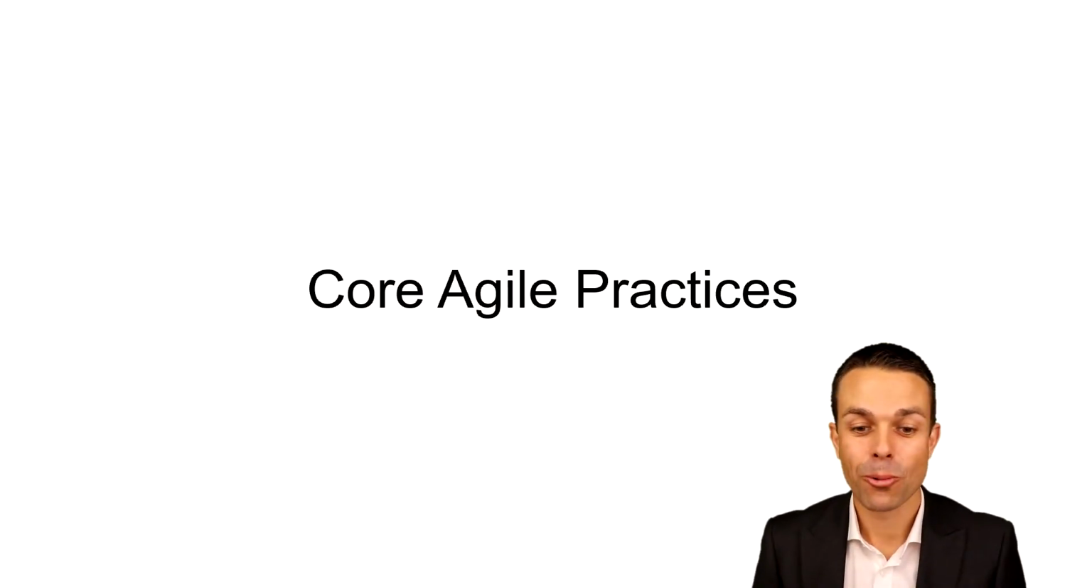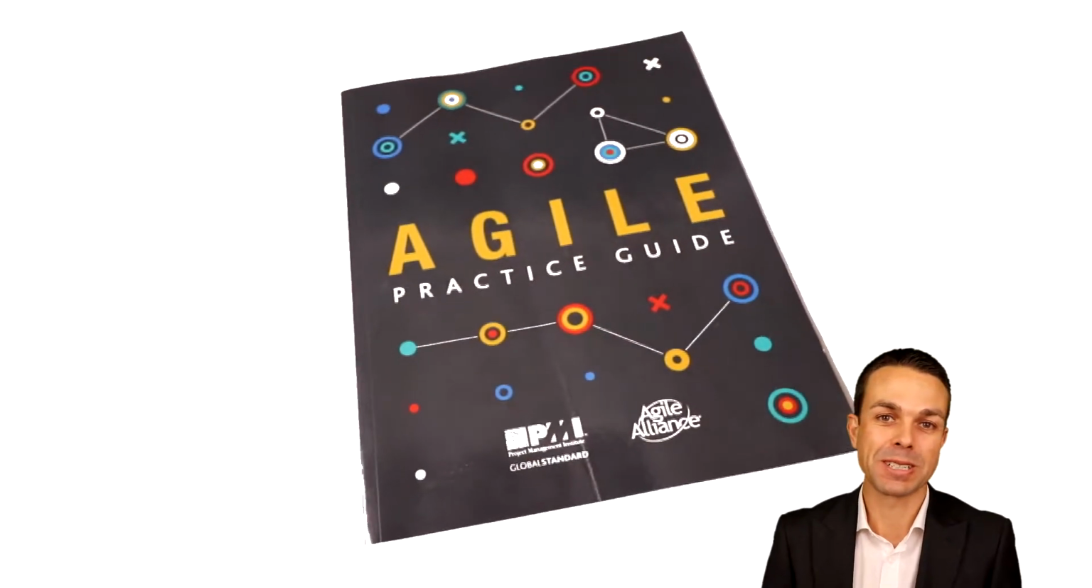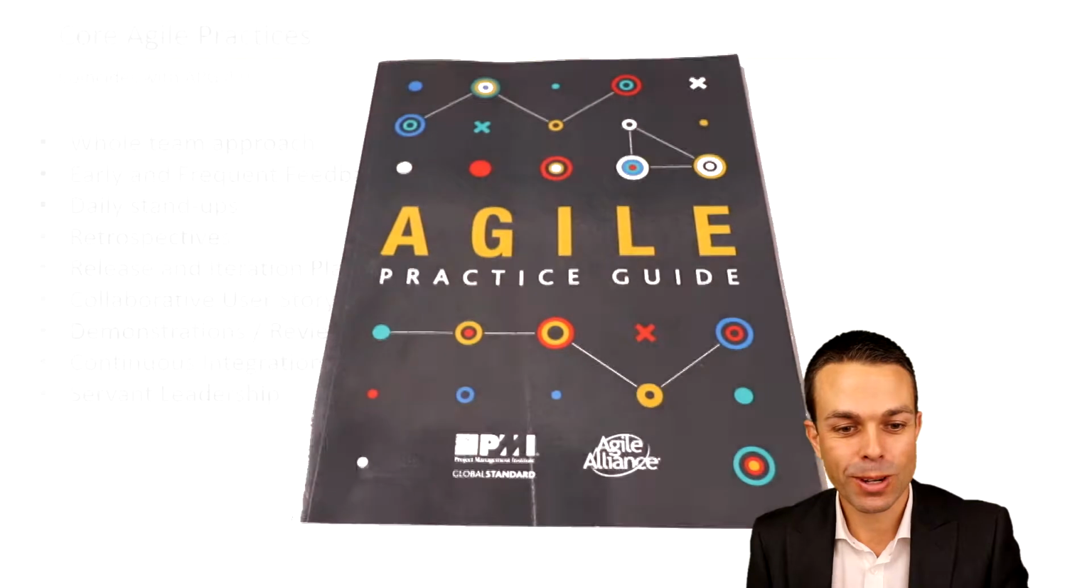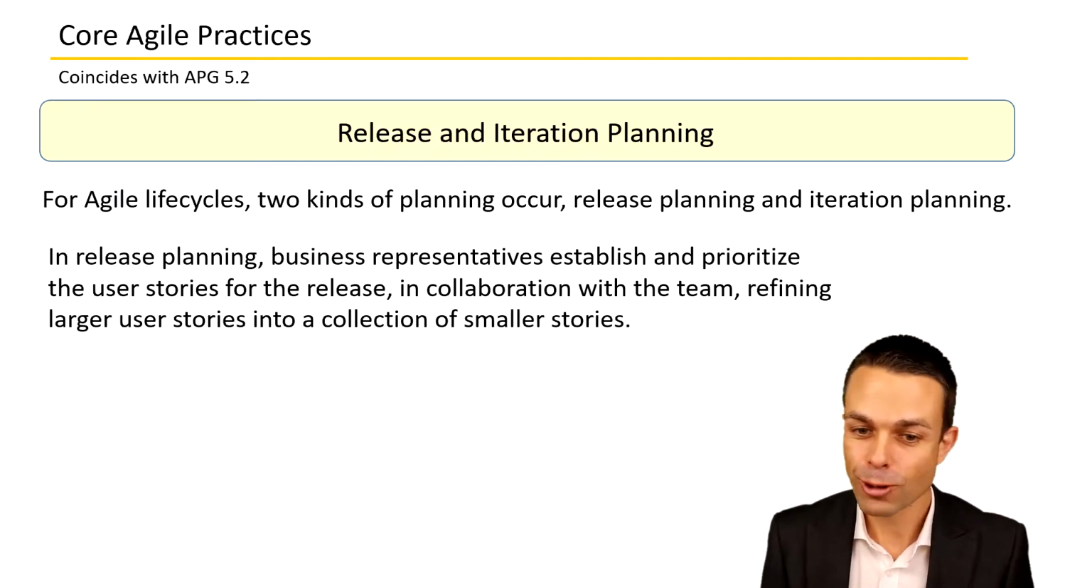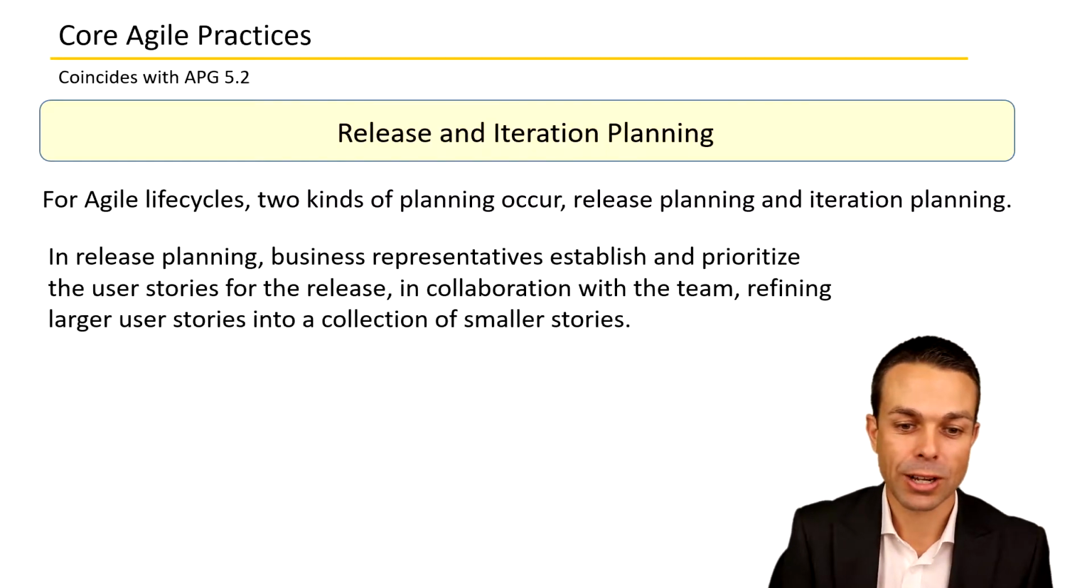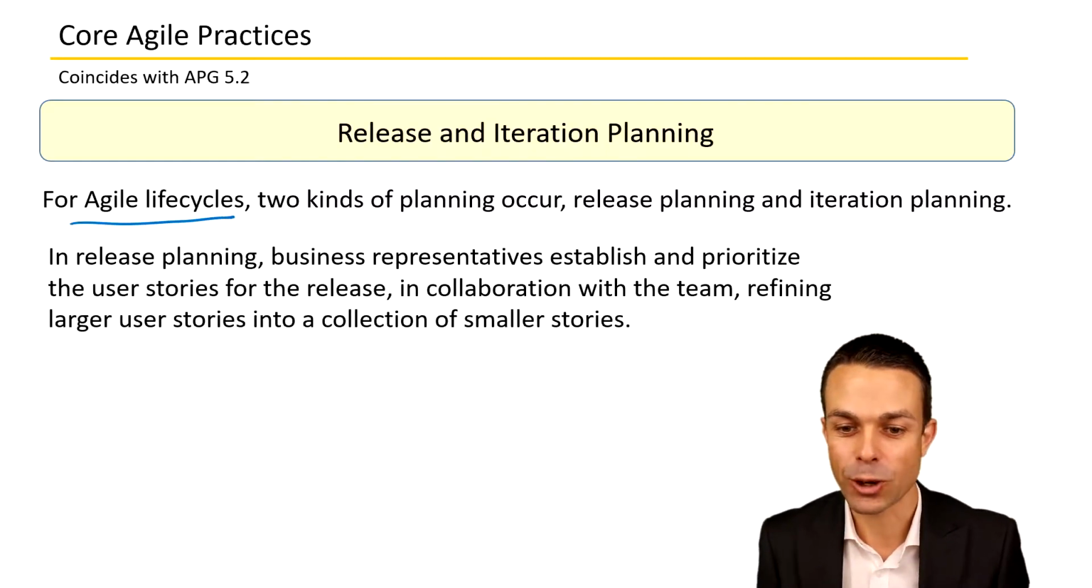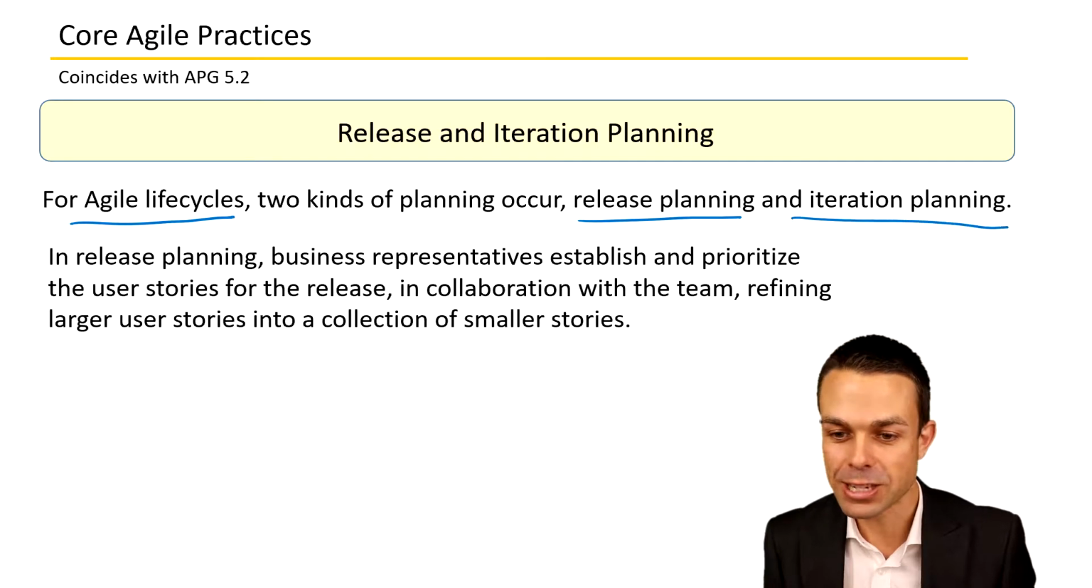Hi, welcome back. We're looking at core Agile practices from the Agile Practice Guide from the Project Management Institute and Agile Alliance. This one in particular is release and iteration planning. For release and iteration planning, for Agile life cycles, two kinds of planning occur: release planning and iteration planning.